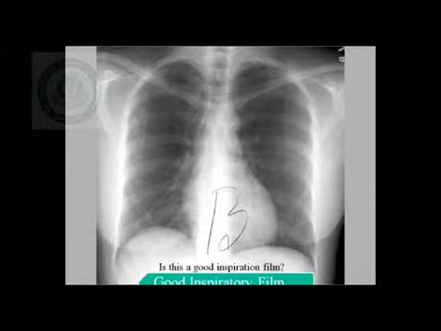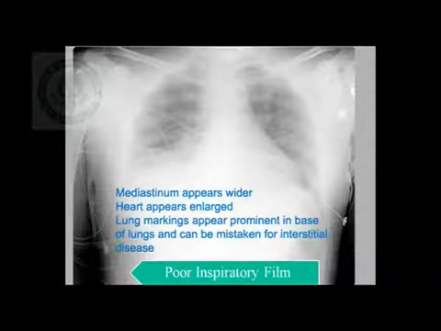So when you take an X-ray in the expiratory phase, this is what happens. You are not able to see the lung field as adequately as in a good inspiratory film. The mediastinum appears widened, the heart appears larger, and you may not be able to make out the interstitial markings very clearly, as the vascular markings appear prominent and can mimic an interstitial lung pattern.